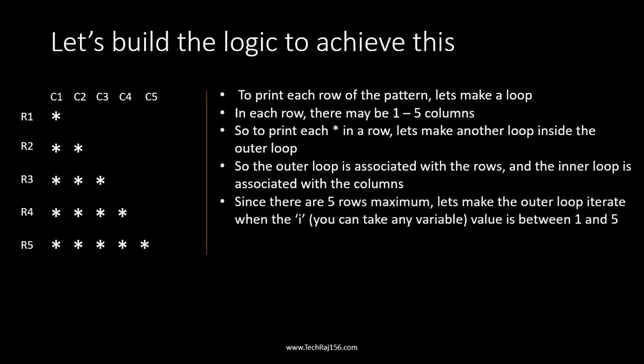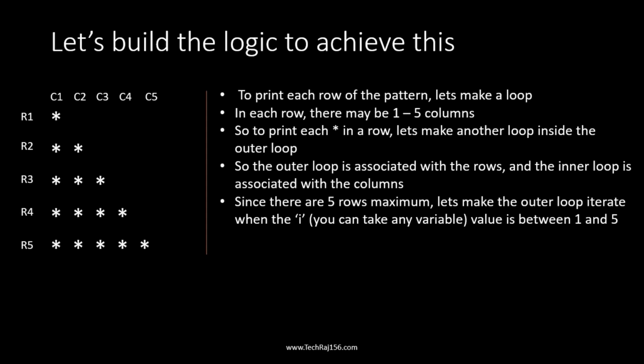Since there are 5 rows maximum, let's make the outer loop iterate when the I value is between 1 and 5. So the range for the outer for loop is between 1 and 5, which means as long as the I value lies between 1 and 5, the outer for loop is going to be iterated. I'm using the variable I because I'm used to it. Whenever I start a loop, it's my habit to take the variable I, but you can use any variable, like A or B or C.